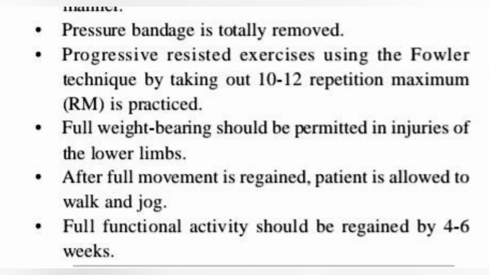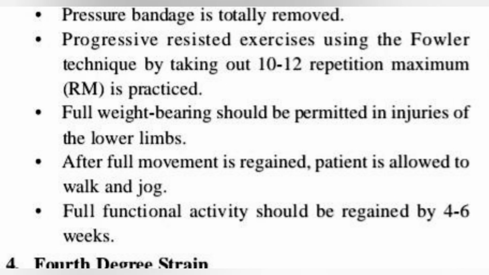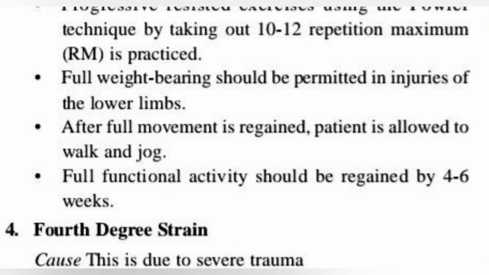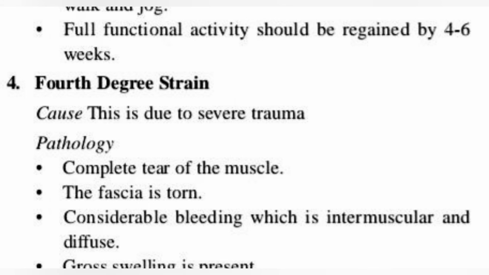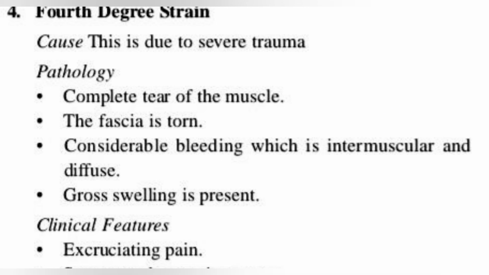After full movement is regained, the patient is allowed to walk and jog. Full functional activity should be regained by 4 to 6 weeks. If the patient has fourth degree strain, the cause is severe trauma. Pathology: complete tear of the muscle, the fascia is torn, and there is considerable bleeding, both intermuscular and intramuscular and diffuse. Gross swelling is present.